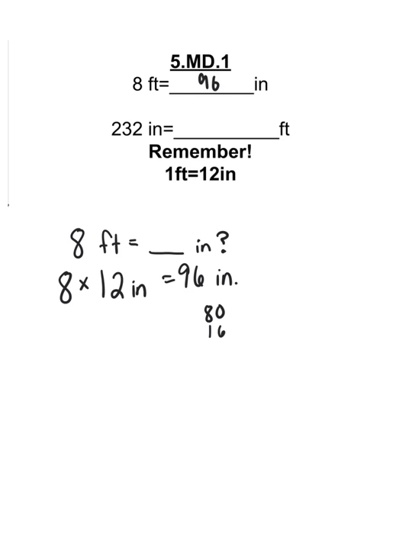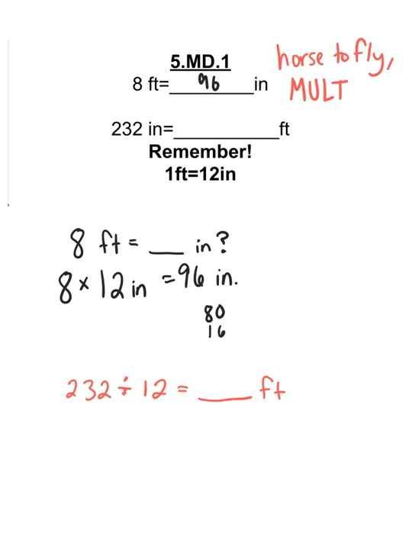Okay, so now we're going to take our 232 inches and divide that by 12 inches in each foot and figure out how many feet that gives us. Now, here's a rhyme that I use to help me. I don't know if you guys have heard this before, but horse to fly, multiply. This is a little nutty, but I'm going to explain it in a minute. Horse to fly, multiply, and it rhymes, so that's how you can remember. Oh gosh, spelling. Okay. Horse to fly, multiply.